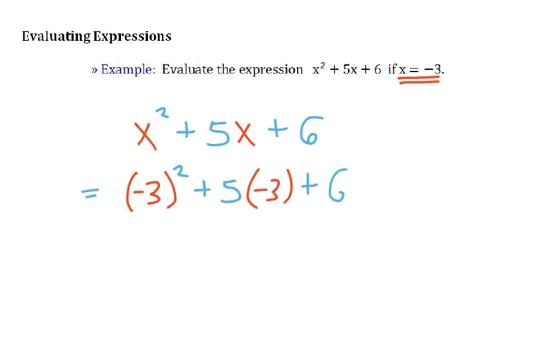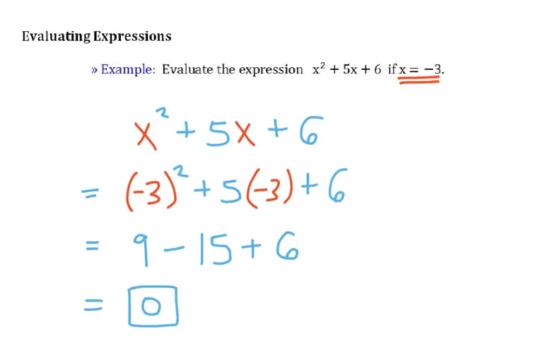So negative 3 squared literally means negative 3 times negative 3, so that will give us positive 9. 5 times negative 3 would give us negative 15, and we're dropping down our plus 6. So I'll just go ahead and use the order of operations again. I'll just say 9 minus 15 there is negative 6. Adding 6 more makes 0 as the final value of this expression.